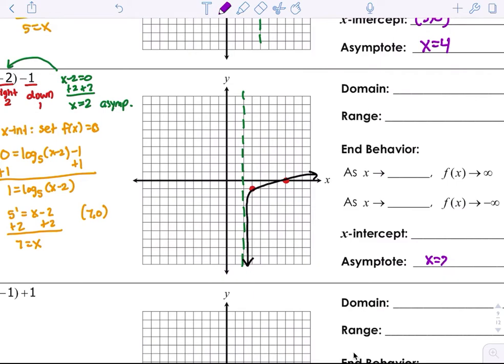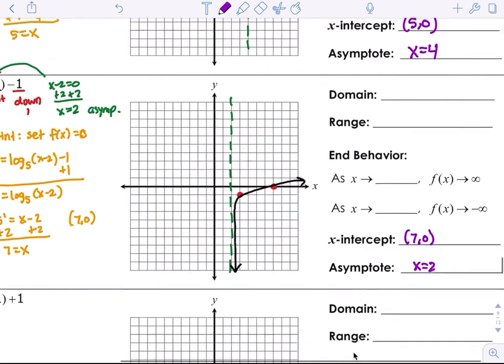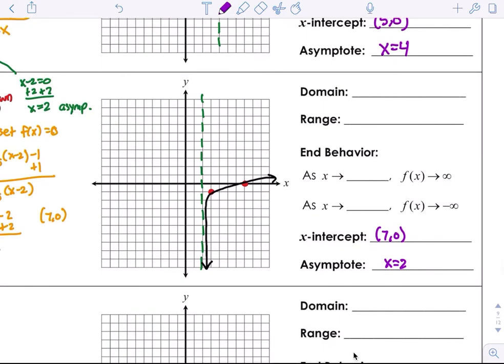Asymptote was at 2. x-intercept at (7, 0). Now domain. Domain is how far left does this go? It goes up to the asymptote, which is at 2, to positive infinity. Range is always negative infinity to infinity for log functions.